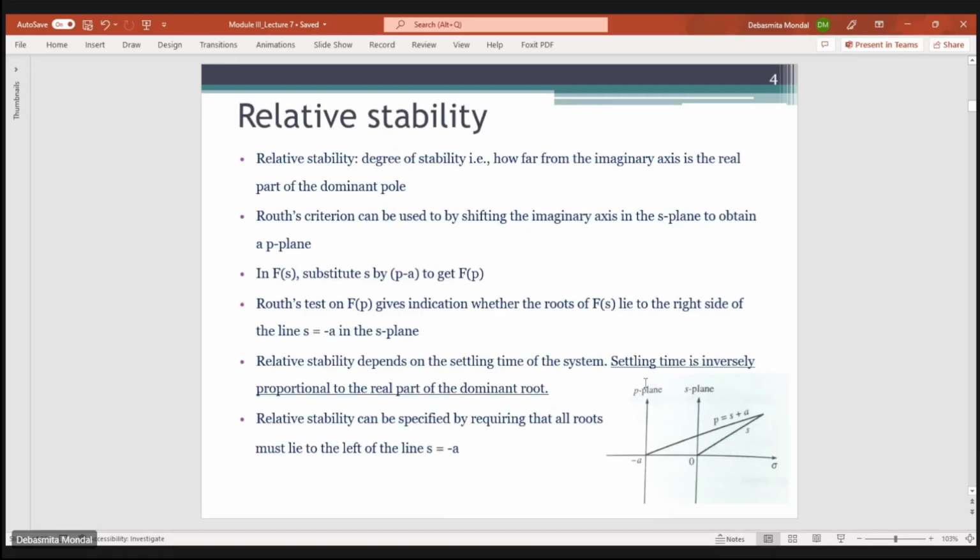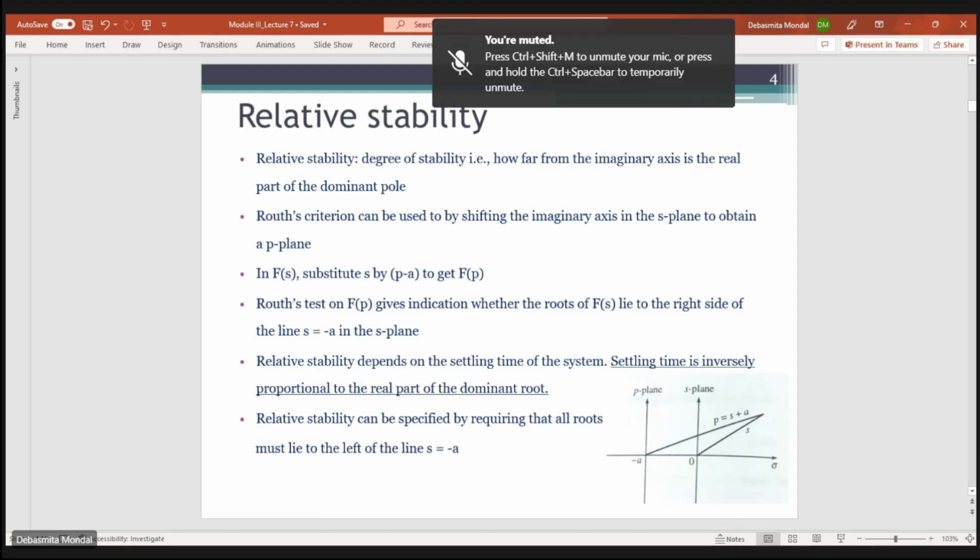Okay, so now can we get any kind of information on the relative stability of the system by using the Routh-Hurwitz criteria? So relative stability means the degree of stability. So if we know that if the pole is on the imaginary axis, then the system is marginally stable. If the pole is on the left half of the S-plane, the system is stable, and if the pole is on the right half, the system is unstable.